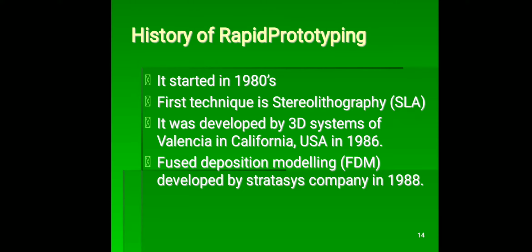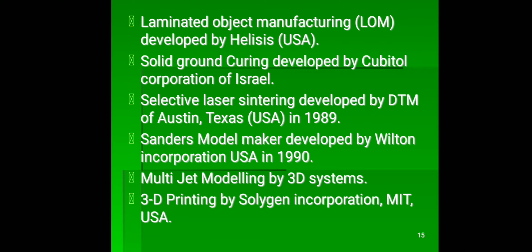It started in the 1980s. The first technique is stereolithography, SLA. It was developed by 3D Systems of Valencia in California, USA in 1986. Fused deposition modeling, FDM, was developed by Stratasys Company in 1988. Laminated object manufacturing, LOM, was developed by Helisys USA. Solid ground curing was developed by Cubital Corporation of Israel.